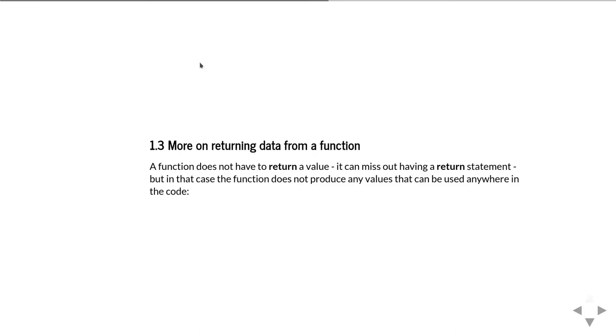So we're going to say a little bit more about returning data from a function. A function does not have to have a return value. It can just miss out the return statement, in which case the function carries on running until it runs out of lines of code in the body. In other words, in that block of indented code lines under the def line, if you get to the end of that, then the function just finishes.